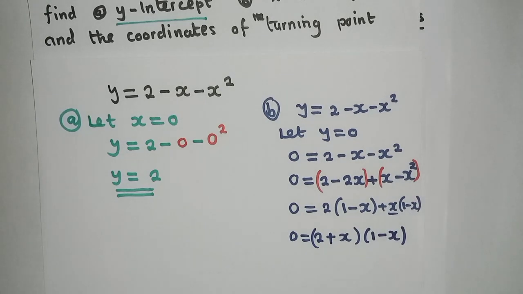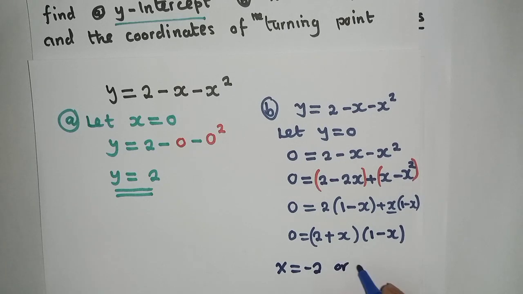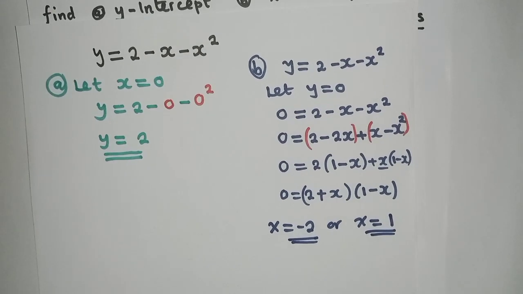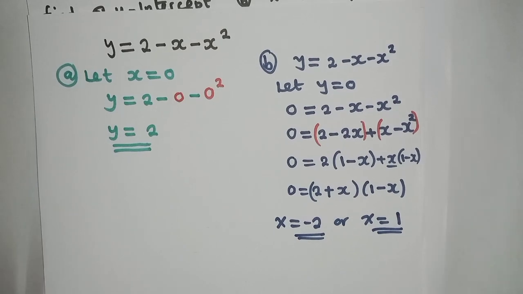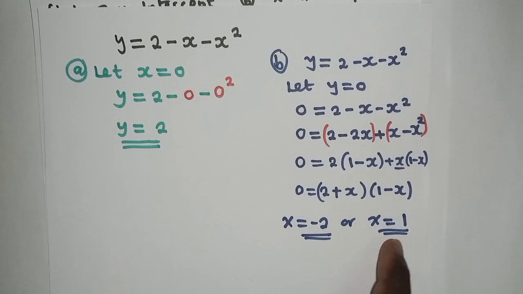So this is what we have. From here we can say our x will be equal to -2, or x will be equal to 1. So these are the 2 points at which the graph is passing through the x-axis. Okay, so we can say these are our x-intercepts.